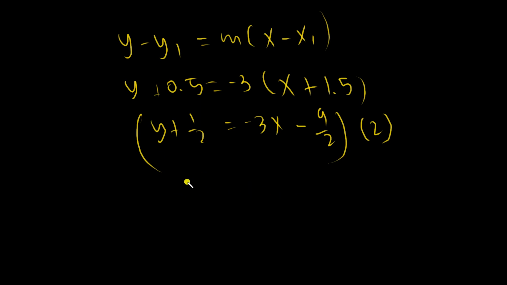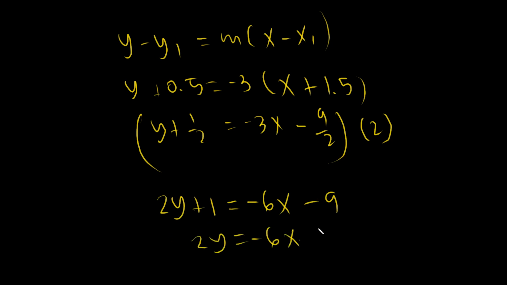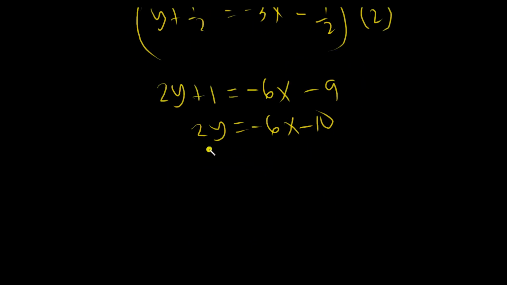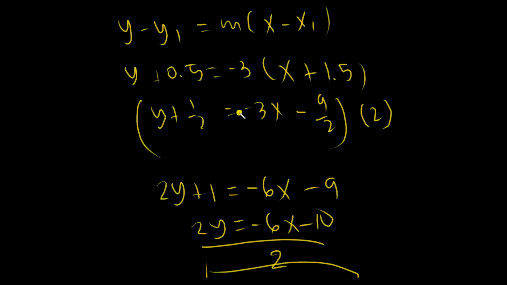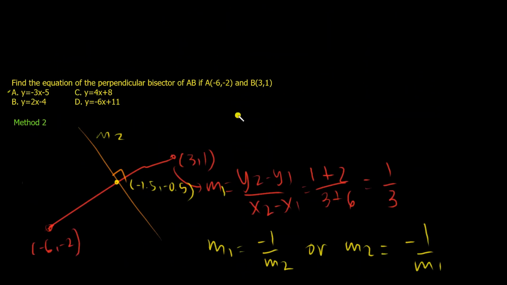Let me correct that. 2y plus 1 is equal to negative 6x minus 9. Then transpose, you have 2y is equal to negative 6x minus 10. Right? Then divided by 2, you have y is equal to negative 3x minus 5. Is this letter A? Let's check. So yes, this is letter A. Okay?